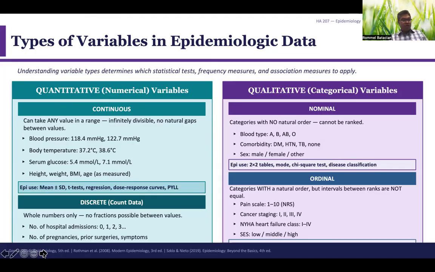So the quantitative has two, the continuous and the discrete. So continuous variables can take any value in a range. So it's infinitely divisible. There's no natural gaps that's found between the values. So these are some of the examples: blood pressure, body temperature, the serum glucose. So the laboratory test wherein they would give you a definitive numerical value, and then other physical measurements such as height, weight, BMI, and age.